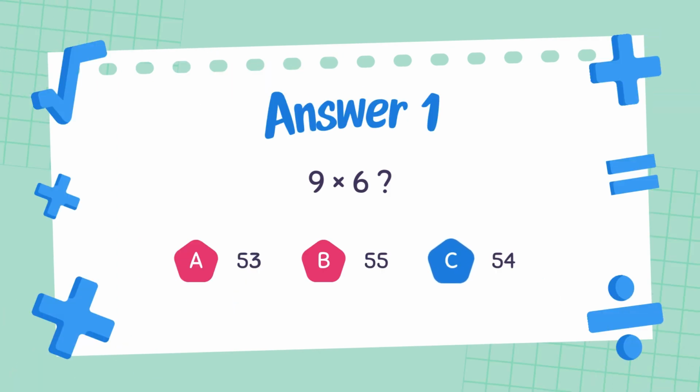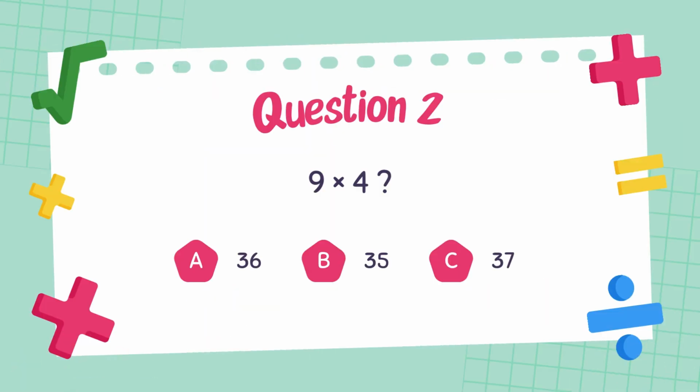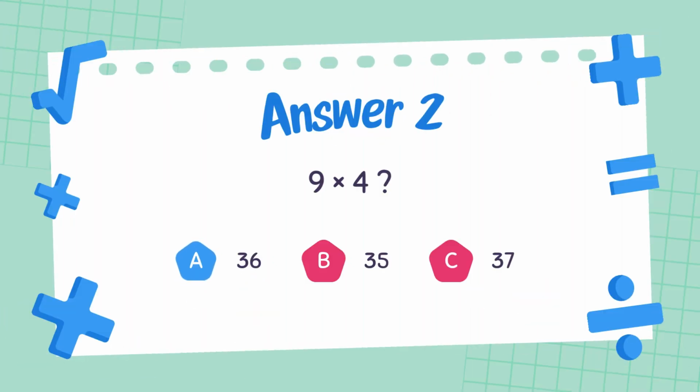Amazing start. Question 2. What is 9 times 4? Is it A, 36, B, 35, or C, 37? The answer is A, 36.